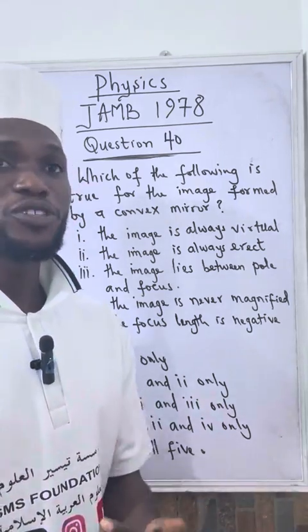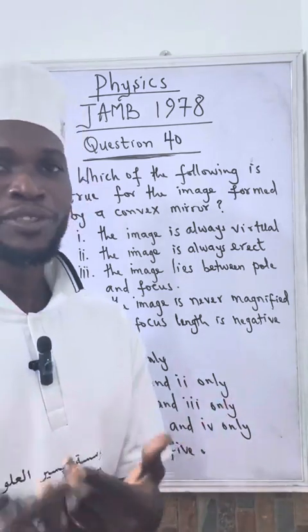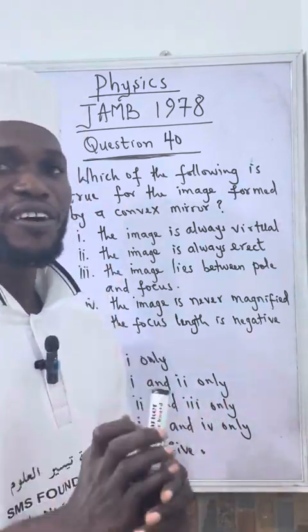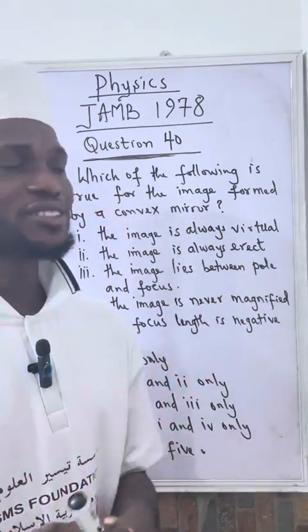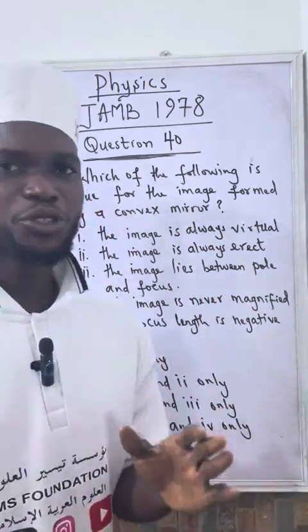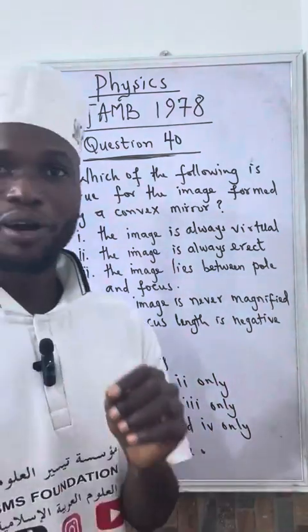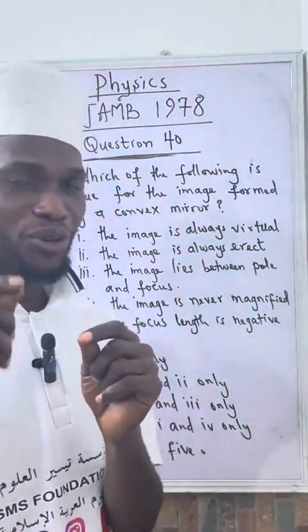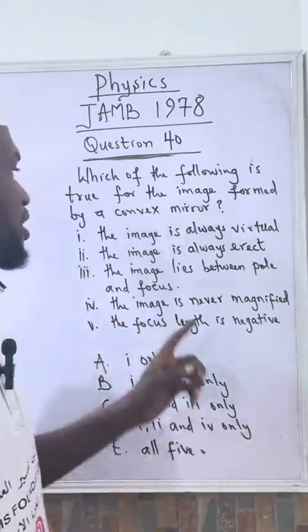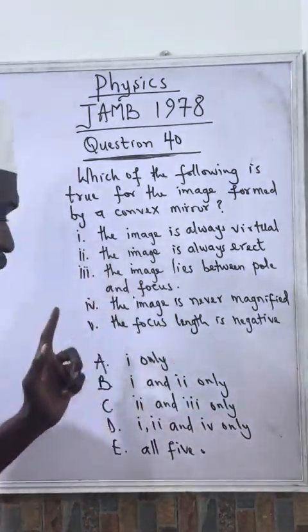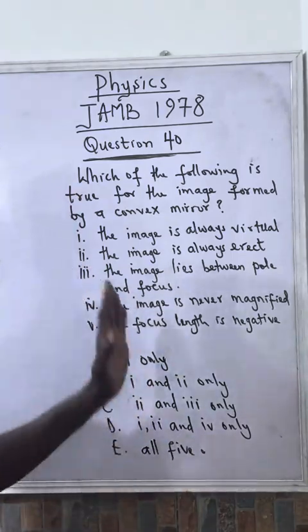A convex mirror is also known as a driving mirror. That's the kind of mirror that you have in your car for drivers. So now you need to know certain properties about the driving mirror, that is the convex mirror. Let's consider the properties one by one and see the best option that describes it.